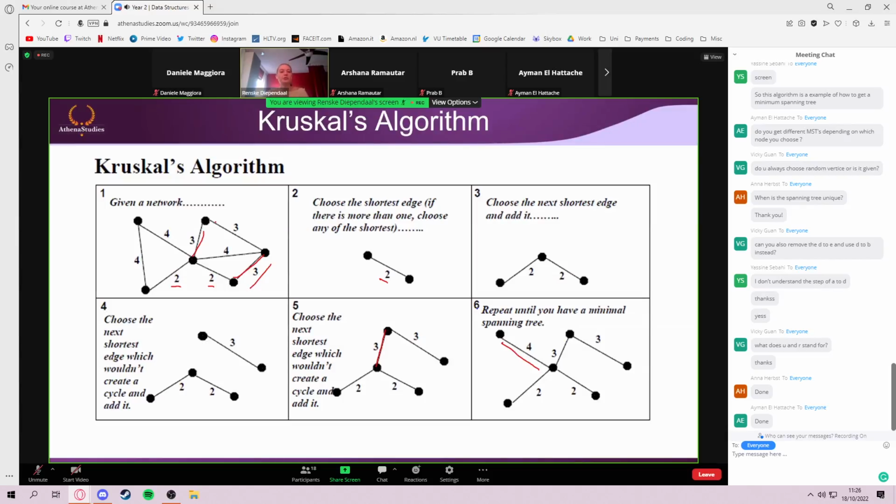So the difference between Kruskal and Prim is that with Prim you start from one node, and you try to find the next node given all the neighbors. And for Kruskal, you just pick the shortest edges, and they don't even need to be connected. And this will also give you a minimal spanning tree.